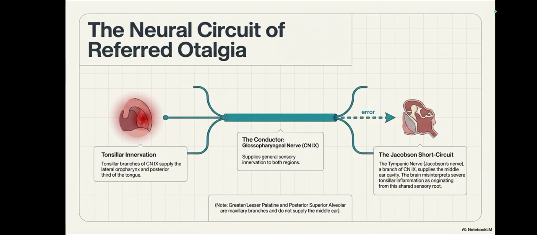Coming to the next important topic, which is tonsillitis and referred earache. Consider a patient with swollen palatine tonsils and a high fever who also complains of an earache. The sensory input for both the tonsils and the resulting referred otalgia is carried by the glossopharyngeal nerve. The pain is transmitted to the middle ear via Jacobson's nerve, a branch of cranial nerve 9, because the brain misinterprets signals from the inflamed tonsils.